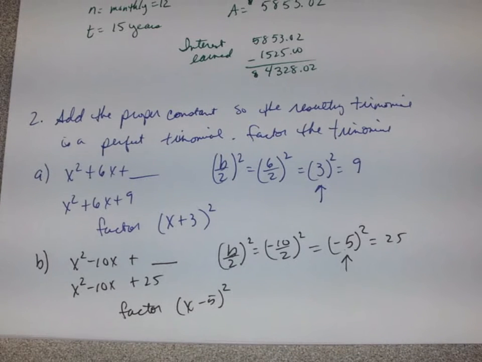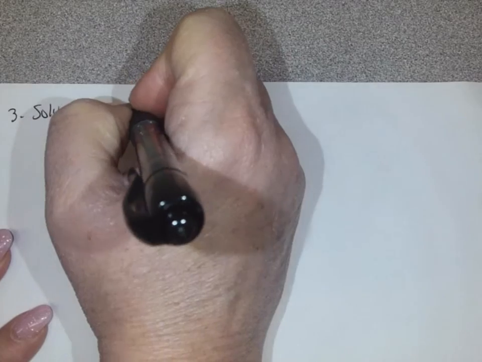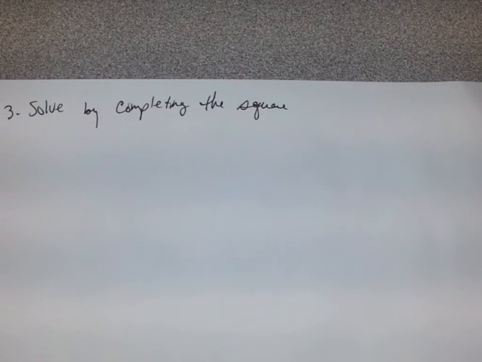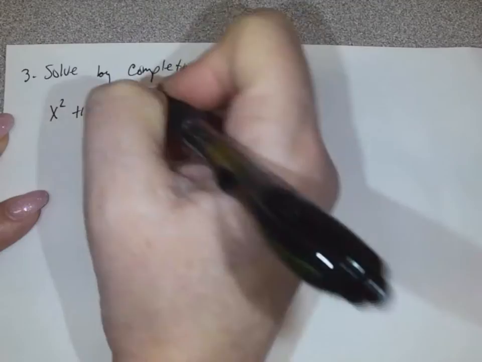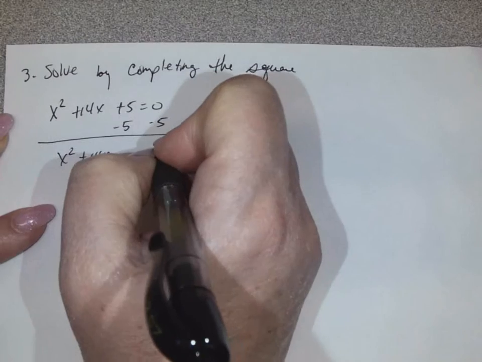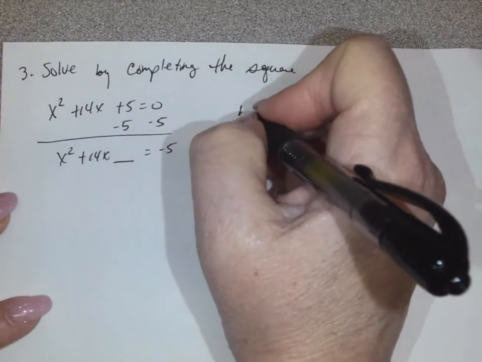All right. The next one we're going to look at is just solving by completing the square. So for number 3, we're going to solve by completing the square. So using the technique we just went over, we're going to use the same process here. All right, so we have x squared plus 14x plus 5 equal to 0. We have to isolate the x's. So x squared plus 14x equals negative 5. Recall, we're looking for what we just did on the previous problem for the part we add to make that perfect trinomial. So we have our b over 2 squared.